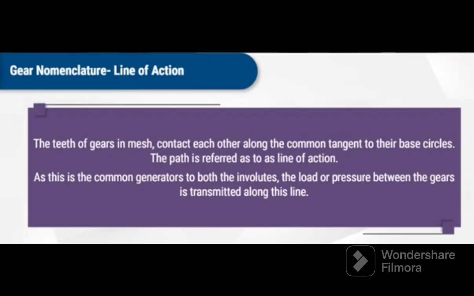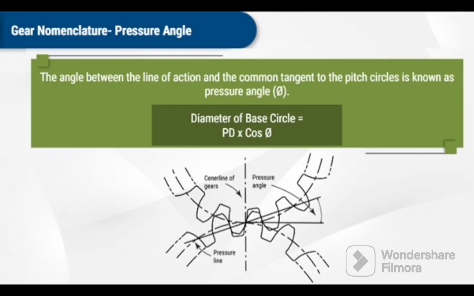What is line of action? The teeth of gears in mesh contact each other along the common tangent to their base circles. The path is referred to as the line of action. As this is the common generator to both the involutes, the load or pressure between the gears is transmitted along this line. Pressure angle. Now what is pressure angle?